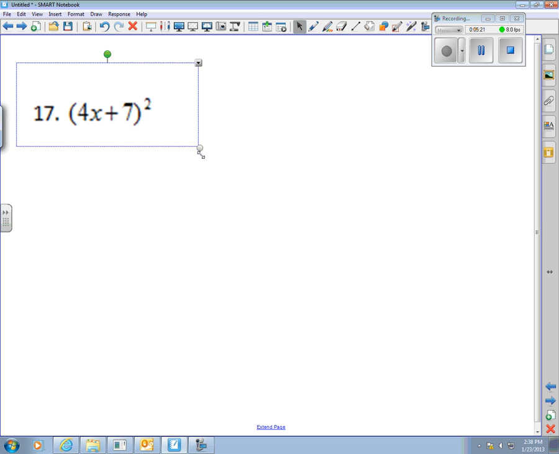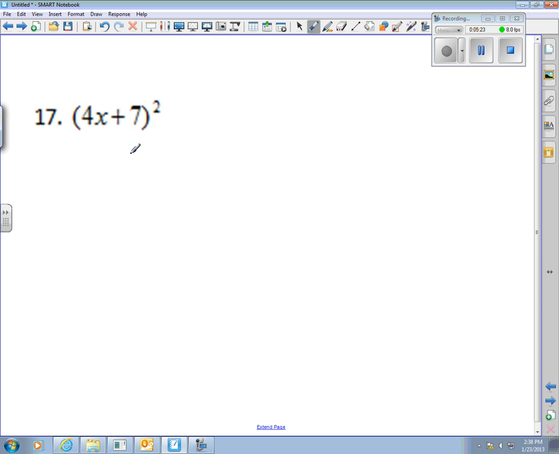Here we have squaring of a binomial. The most common mistake with that is people would square the first term and square the last term. Remember, squaring means to multiply by itself. So we have a binomial times a binomial, so I'm going to FOIL.